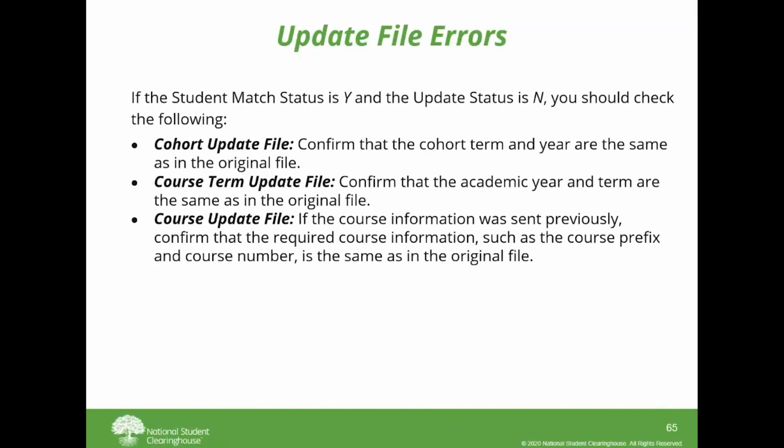If the student match status is yes and the update status is no, you should check for the following. For the cohort update file, confirm that the cohort term and year are the same as in the original file. For the course term update file, confirm that the academic year and term are the same as the original file. For the course update file, if the course information was sent previously, confirm that the required course information, such as course prefix and course number, is the same as the original file.